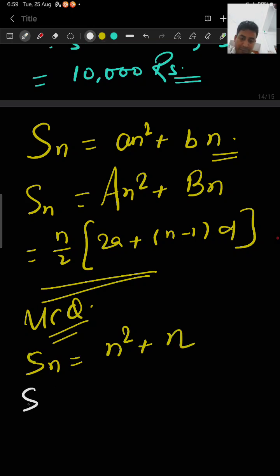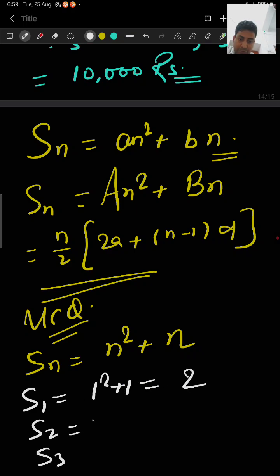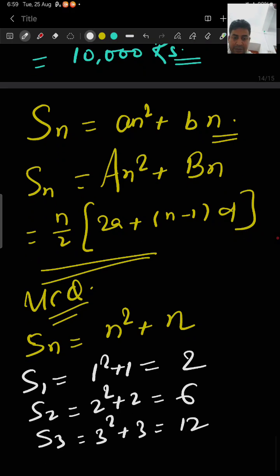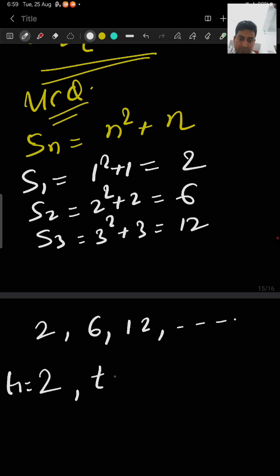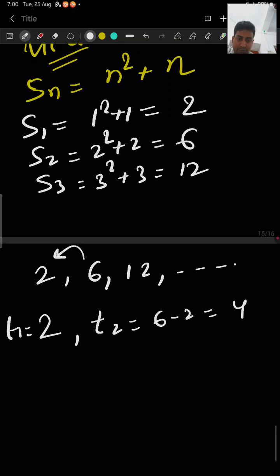तो यहाँ पे हम लोग सबसे पहले S1 निकालेंगे, S2 निकालेंगे, S3 निकालेंगे. 1 स्क्वायर प्लस 1 2, 2 स्क्वायर प्लस 2 6, 3 स्क्वायर प्लस 3 12. तो पहला टर्म 2 है, 2 टर्म को जोड़ने पे 6 आ रहा है, 3 टर्म को जोड़ने पे 12 आ रहा है. मतलब पहला टर्म 2 है, दूसरा टर्म 4 होगा, तभी तो 2 को जोड़ने पर 6. तो कॉमन डिफरेंस हमें पता चल गया 2 है. जब कॉमन डिफरेंस पता चल गया तब तो अब लिखना बहुत आसान हो गया.